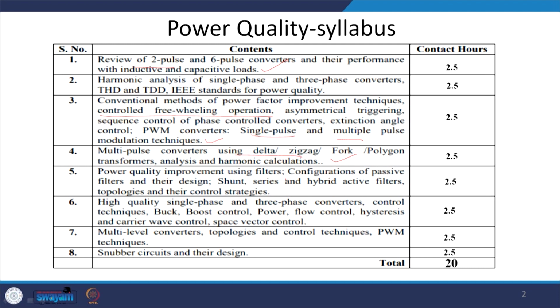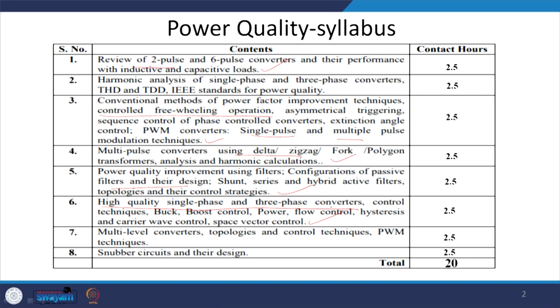Then power quality improvement techniques using passive filters and their design. Thereafter, we shall switch over to shunt and series hybrid filter topologies and their control strategies. Thereafter it is again AC to DC conversion, and when we convert AC to DC, power quality will be an issue. High quality single phase and 3 phase power converters, that is, the active rectifier, control techniques of buck-boost control, power flow control, hysteresis carrier control and space vector modulation.